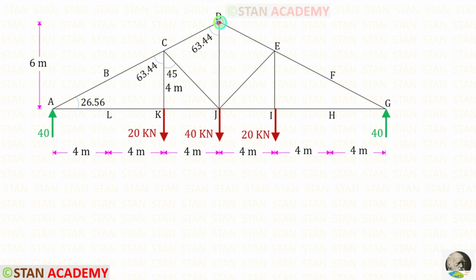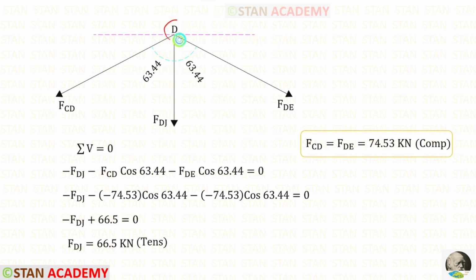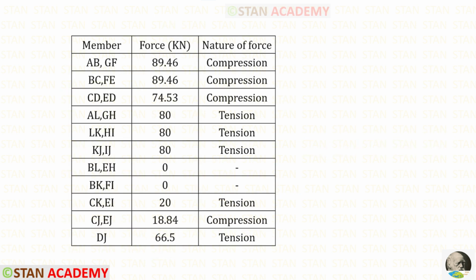Now let us take the joint D. We know that the member forces in DC and DE should be same. In the joint D, we can use this rule and find FDJ. For FDJ, we will get a positive value. That means it is tensile. Here I have tabulated all of the forces.